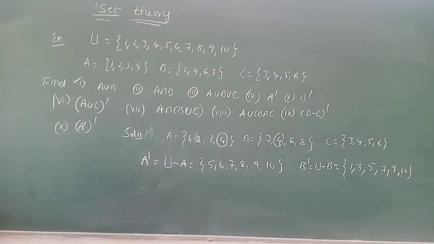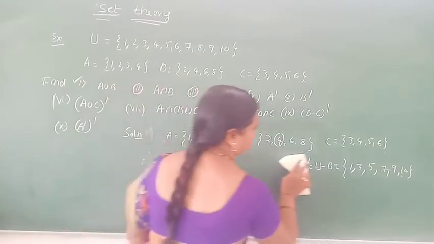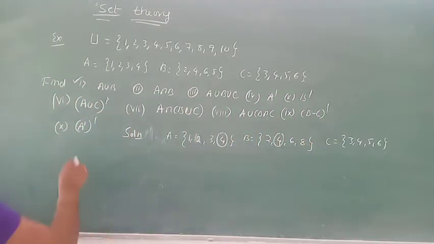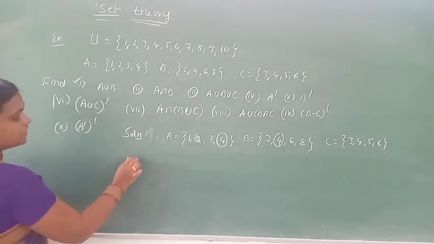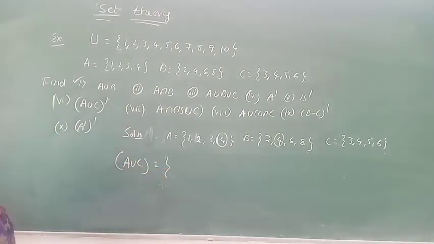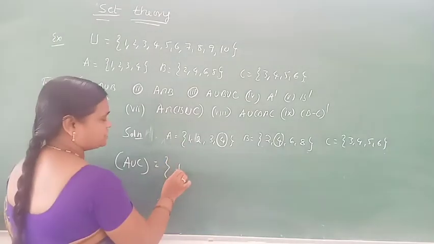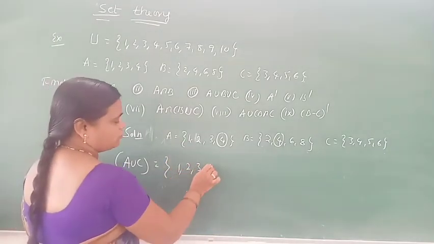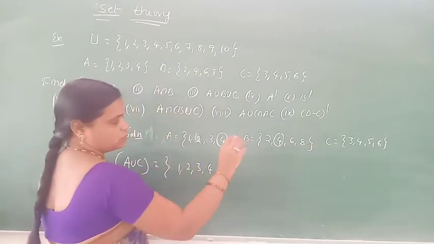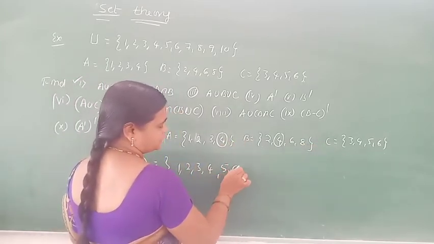Okay. Next calculation is A union C the dash. First calculate A union C, the elements present in A and C. See, A elements are 1, 2, 3, 4. C elements are 3, 4, already there. Only 5, 6 we have got.